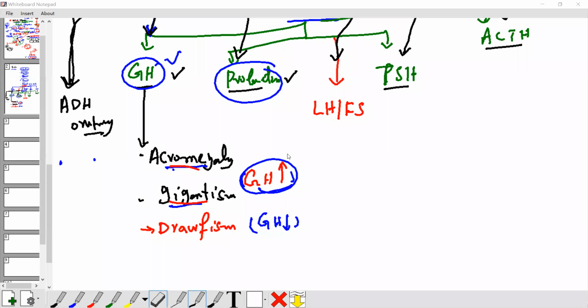We're talking about growth hormone problems, okay? Growth hormone, gigantism, and acromegaly. One is before adolescence and one is after adolescence. Gigantism if in a child, and acromegaly in an adult.